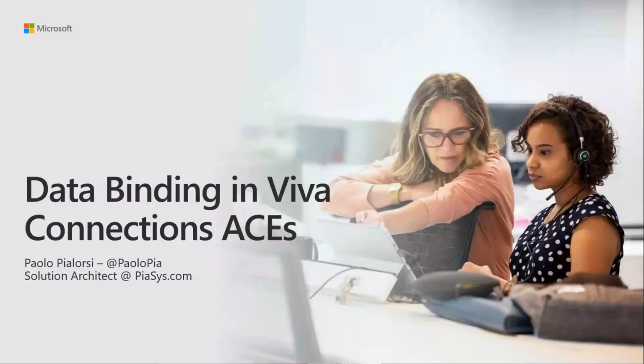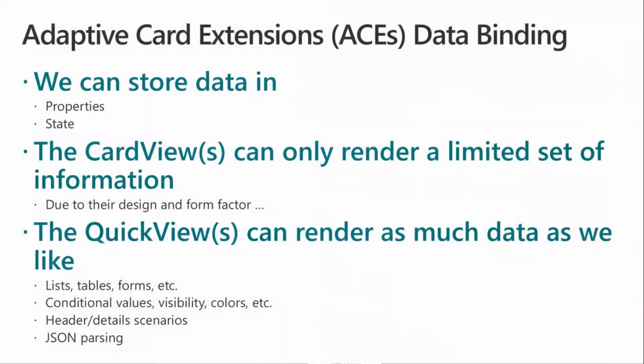Okay, so hello everyone. Today, in this week, we keep on talking about how to develop adaptive cards for Microsoft Viva Connections. Specifically today, I want to explain how you can leverage the data binding capabilities that we have in Adaptive Card Extensions. A few words on this slide, and then we will move to the actual demo. Whenever we work with Adaptive Card Extensions, we can store content inside the properties or the state of the Adaptive Card Extension.